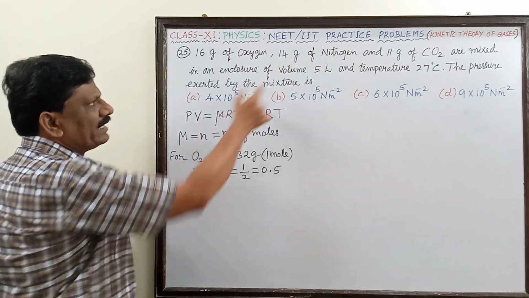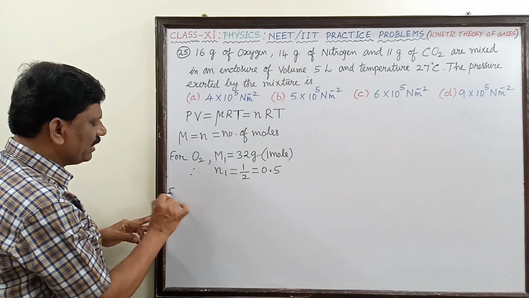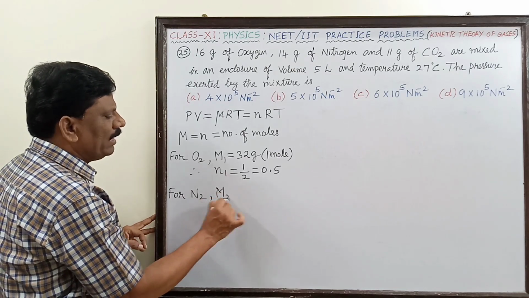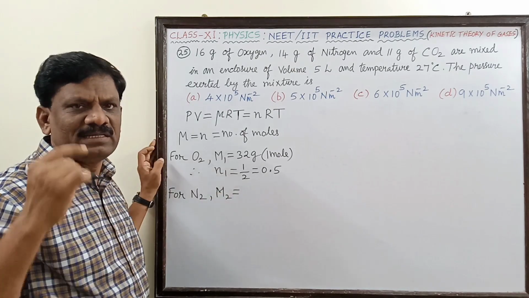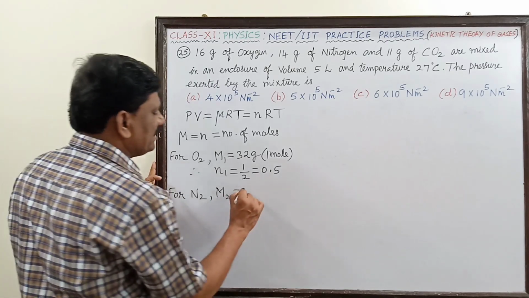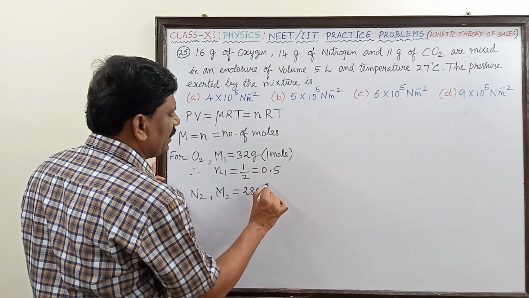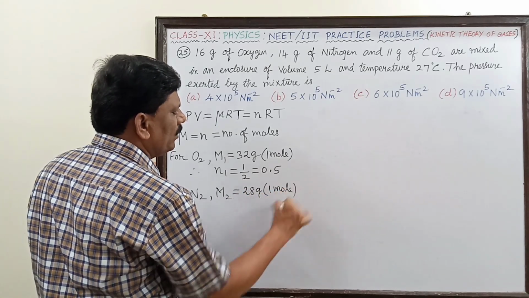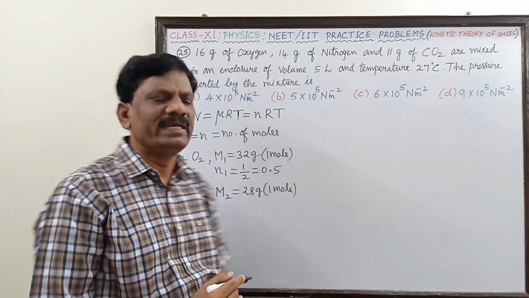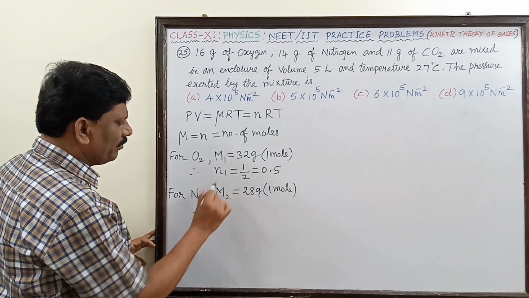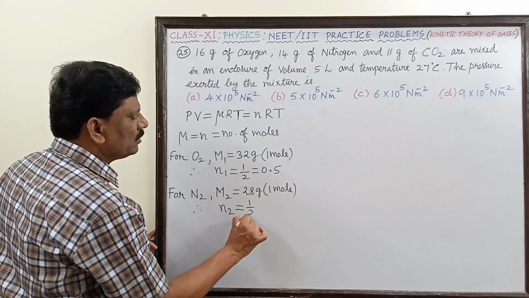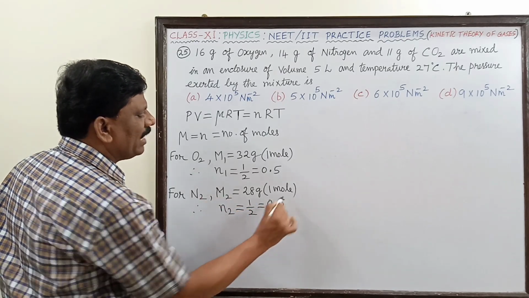Okay. Similarly, for the next gas, for nitrogen. So for nitrogen, which is also diatomic, the molar mass, nitrogen is 14. So diatomic means 14 into 2 is 28 gram. So this is equal to 28 gram, and this is the mass corresponding to 1 mole. But here how much gram is given? Only 14. Half of 28. So the number of moles N2 for nitrogen must be equal to 1 by 2. So this also is equal to 0.5, half.